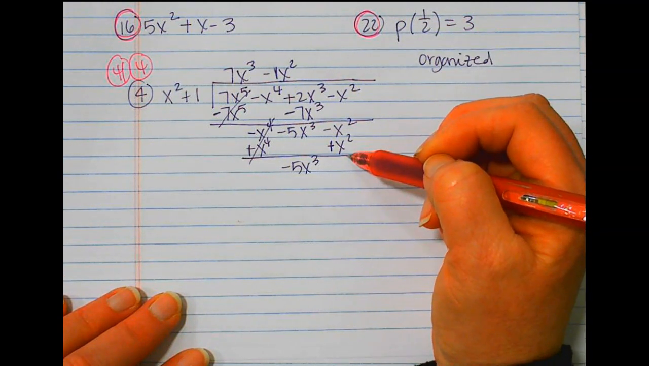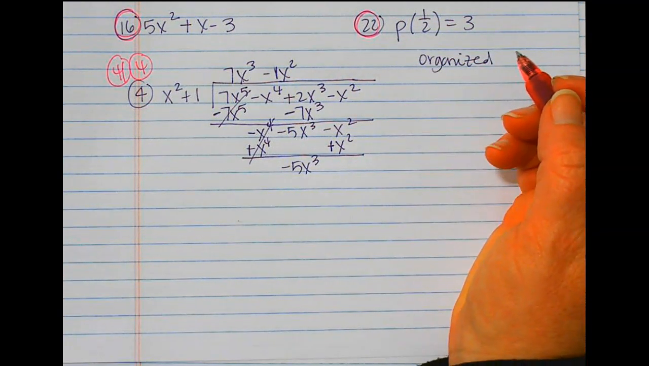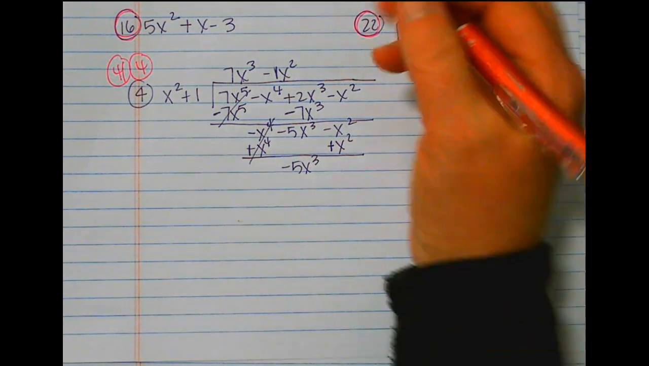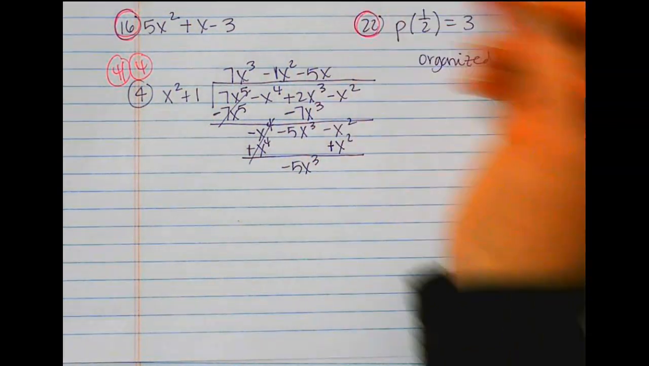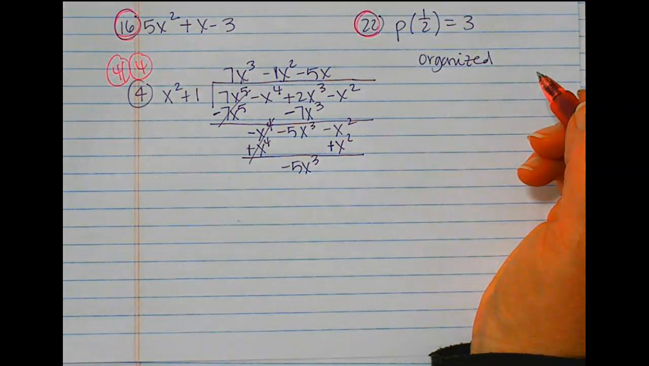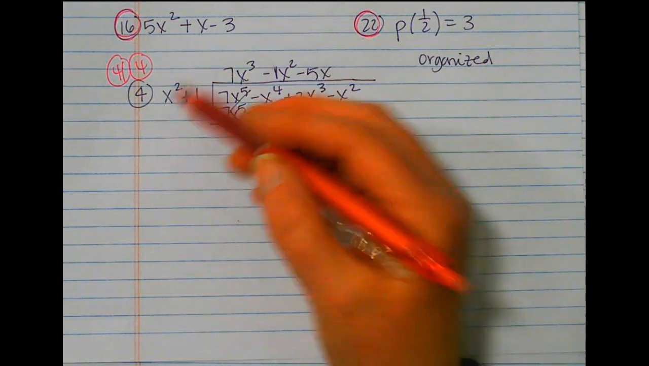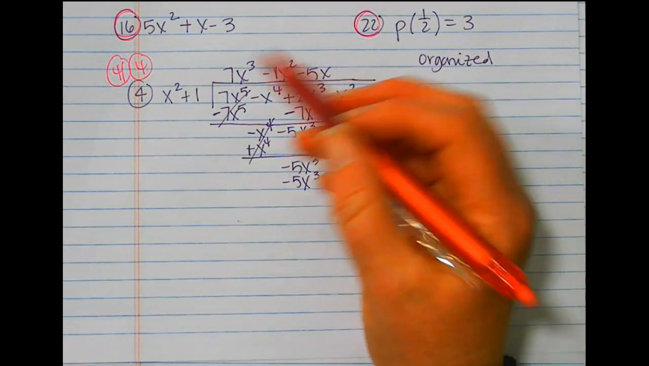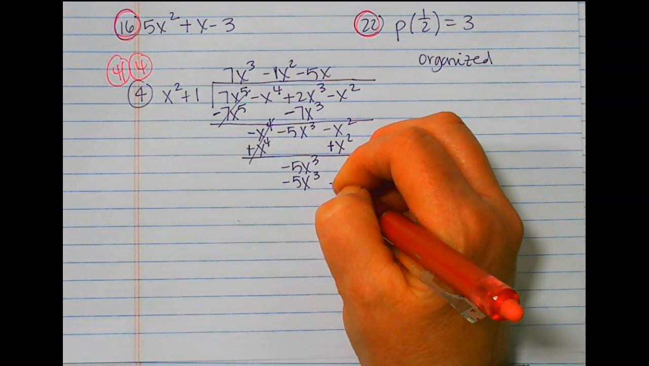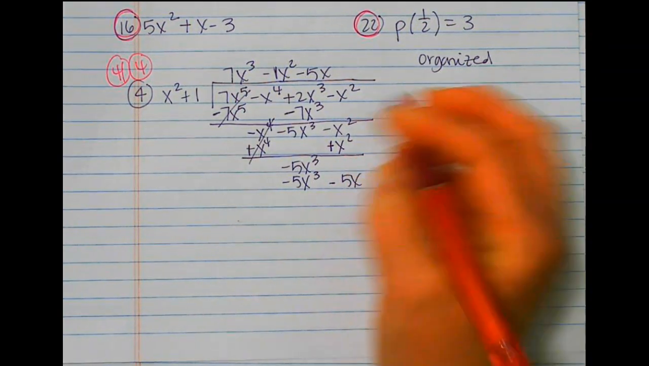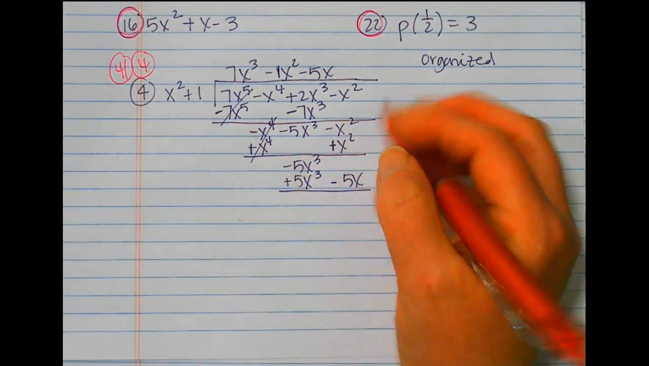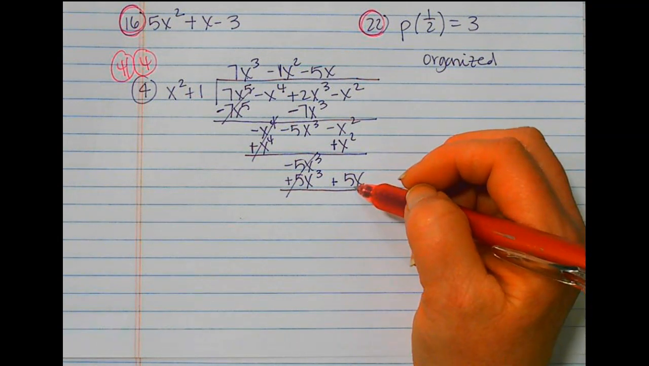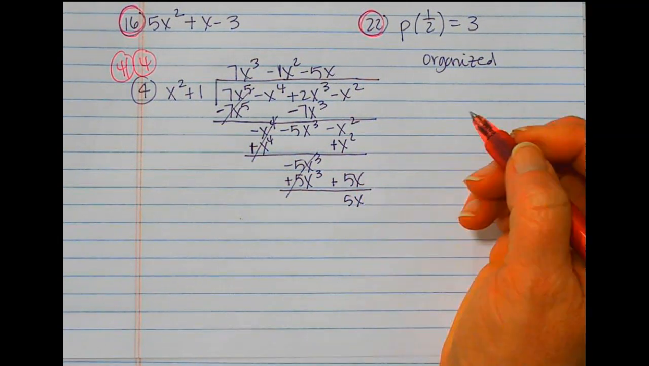These two together cancel, don't they? So they're gone. So now x times what makes negative 5x cubed? Negative 5 and one more x. Multiply it back through. Negative 5x times x squared, negative 5x cubed. Negative 5x times 1 is negative 5x. Draw your line, change the signs, and then these cancel, as they should. This one doesn't have anything to add to, so we just get 5x.